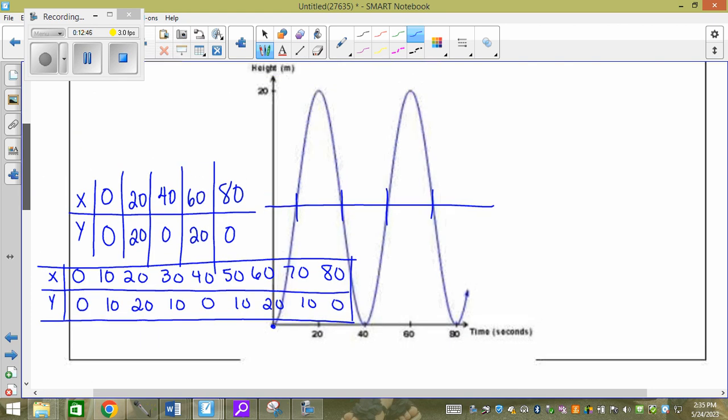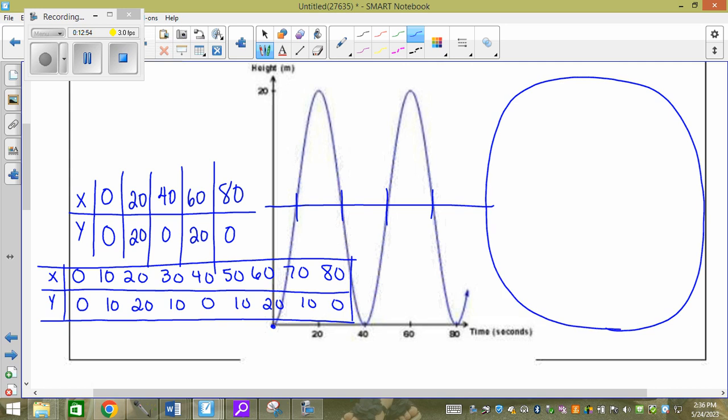This is a person getting on at the very bottom at 0. Oh, I ran out of space. Pretend it's a perfect circle. That's not. Here's the center of the circle. Here we're at 0, 0. We agree? 0 seconds, 0 meters.